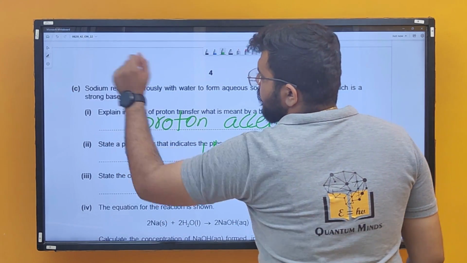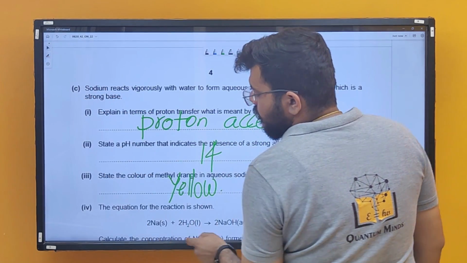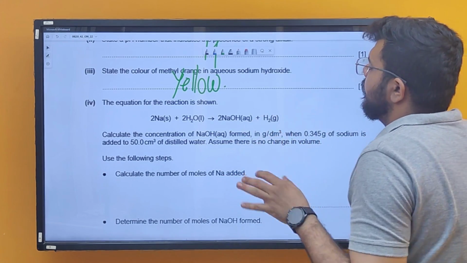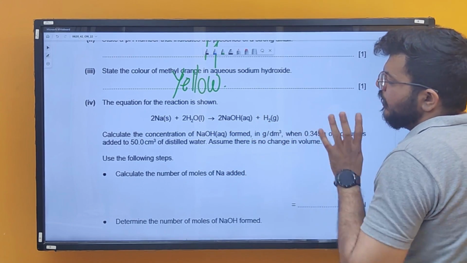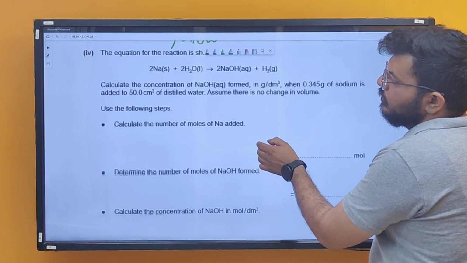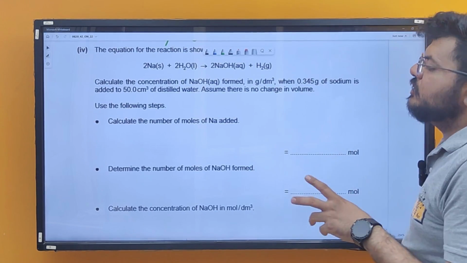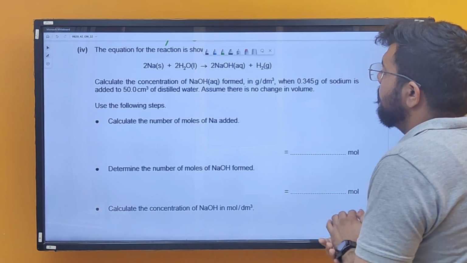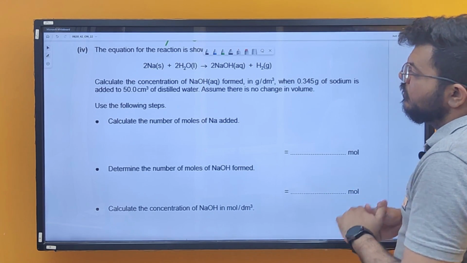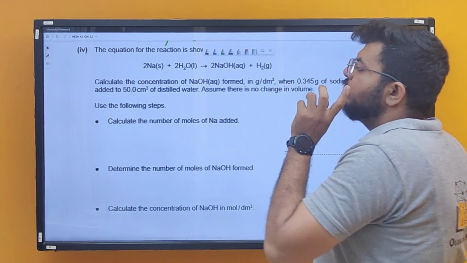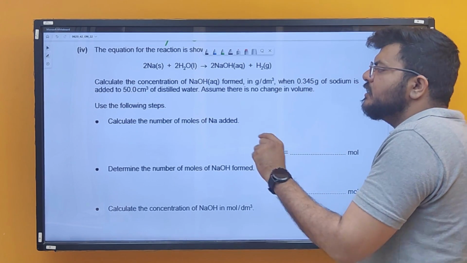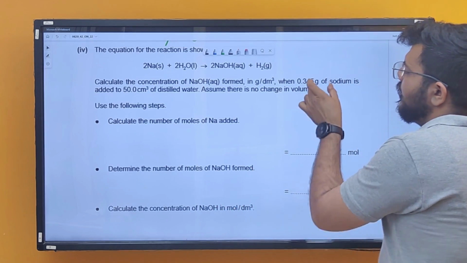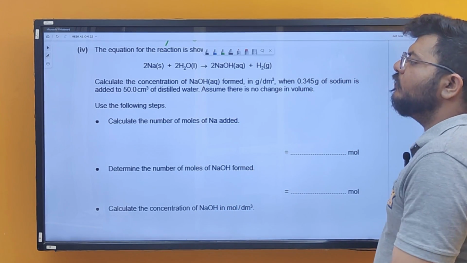Okay. Then we have question number 4. So the equation for the reaction is shown. Sodium solid reacts with liquid water to form sodium hydroxide and hydrogen. Okay, yes. Calculate the concentration of sodium hydroxide formed in gram per dm cube, right? When 0.345 gram of sodium is added to 50 centimeter cube of distilled water. Assume there is no change in volume. So the volume of water remains the same even after you add 0.345 gram of sodium.